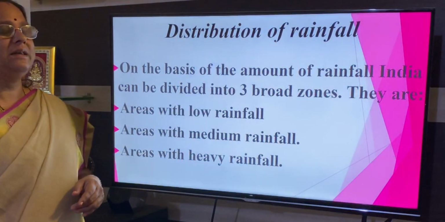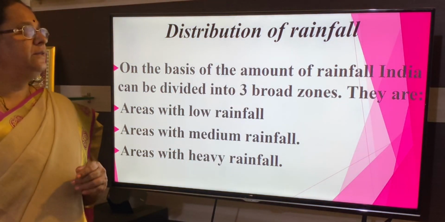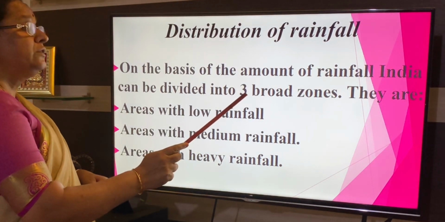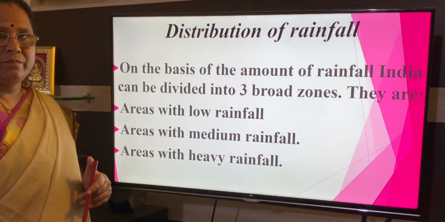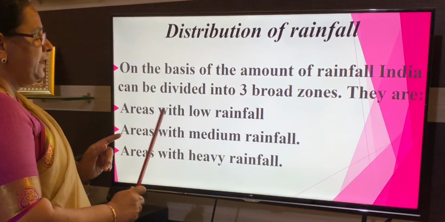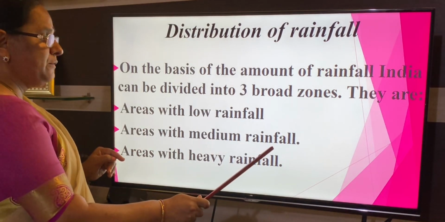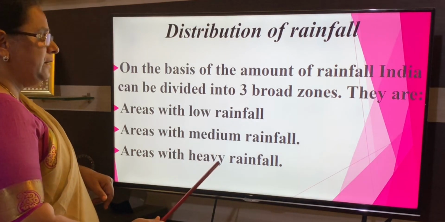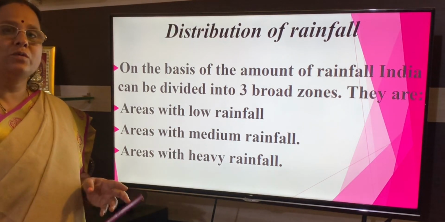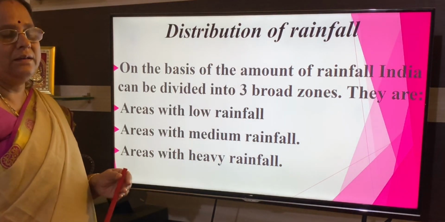Next we will learn about the distribution of rainfall. The distribution of rainfall we can broadly divide into 3 zones. The first zone is the area with low rainfall, the next one is the area with medium rainfall, and then the area with heavy rainfall. So these are the 3 broad zones regarding the distribution of rainfall in India.